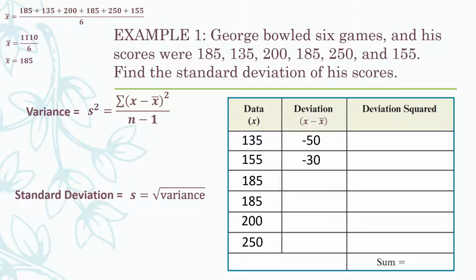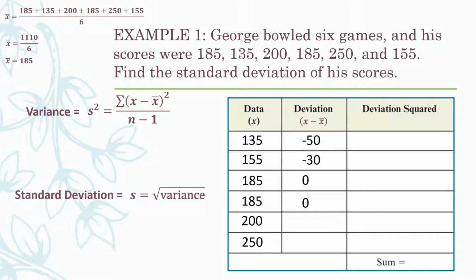Then our next row is 185. So that's going to be the data value minus the mean, 185 minus 185. So 185 minus 185 is 0. When this happens, it's always nice because it gives you less work to do. Once again we have 185, so data value minus the mean is 185 minus 185. The mean is also 185, so that's just the way it worked out. 185 minus 185 is also 0.